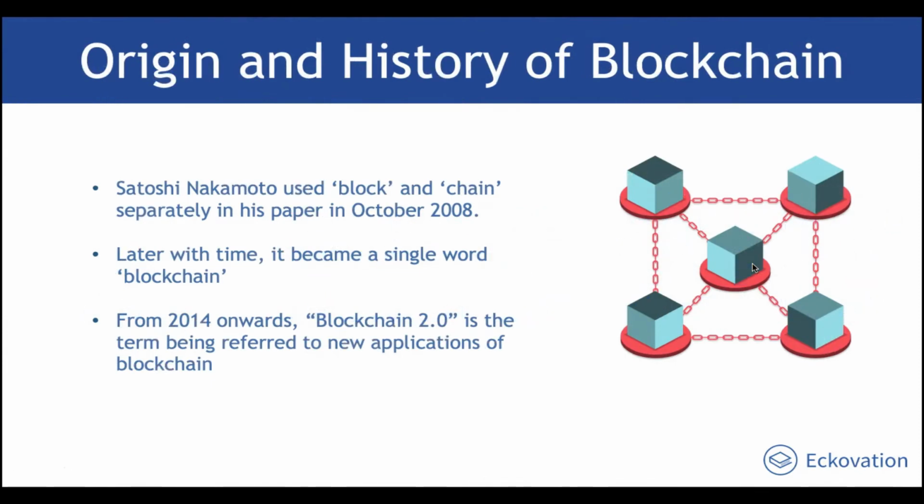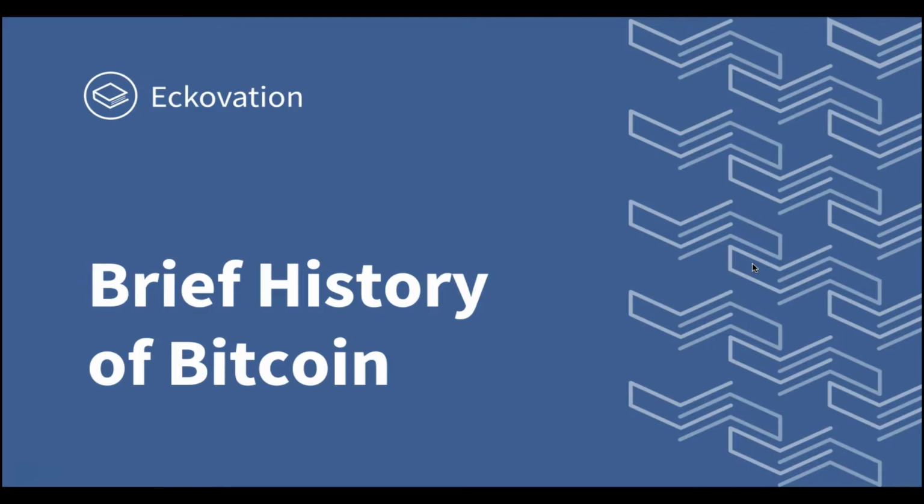Satoshi Nakamoto used block and chain separately in his paper in October 2008, the white paper which I just showed you. He never mentioned blockchain as a single word. The words block and chain were used separately. Later with time it became a single word called blockchain. From 2014 onwards, blockchain 2.0 is the term referring to the new applications of blockchain. So we will understand blockchain 1.0, 2.0 and 3.0. Bitcoin was basically blockchain 1.0.